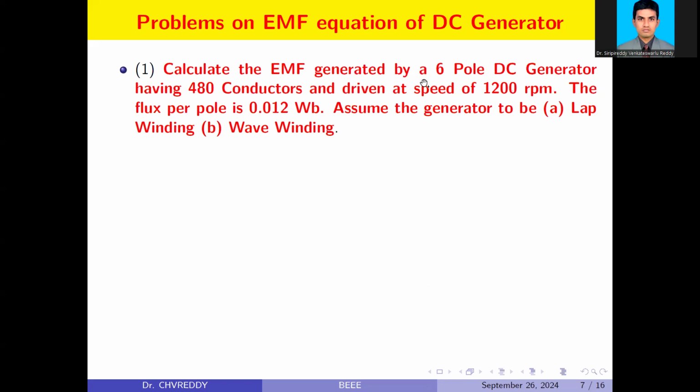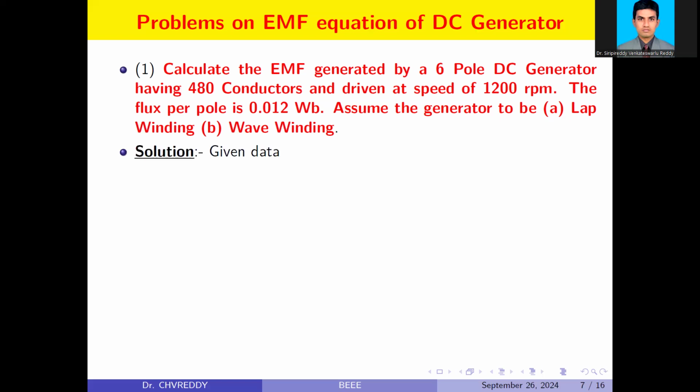Calculate the EMF generated by a 6-pole DC generator having 480 conductors, driven at a speed of 1200 RPM. The flux per pole is 0.012 Weber, assuming the generator to be lap winding and wave winding. I'm requesting everyone, please go through the problem and try to understand what data they have given and what we have to calculate in the problem.